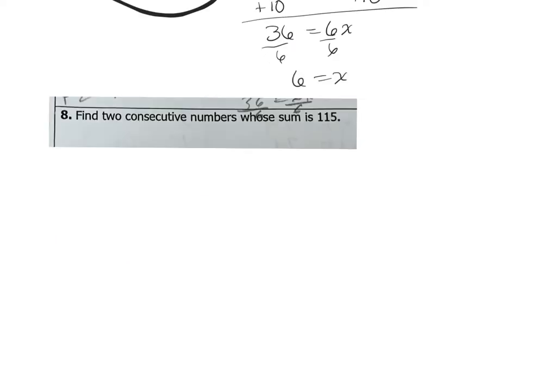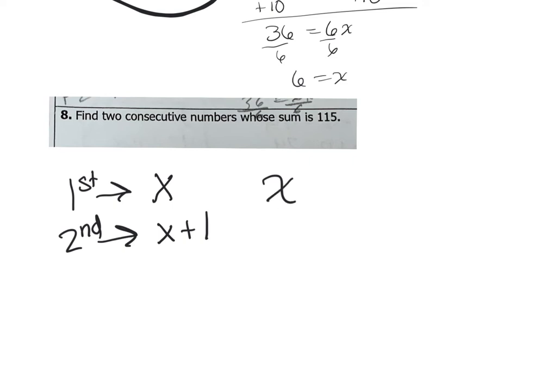Okay, find consecutive numbers whose sum is 115. Two consecutive numbers whose sum is 115. So what is your first number? X. What's your second one going to be? If they're consecutive, it'd just be x plus 1, right? So consecutive means one after another. So if I add them together, they need to equal what? 115.